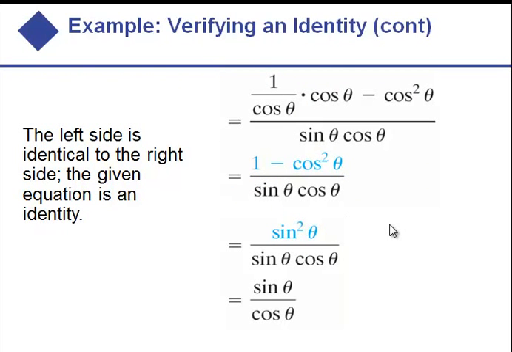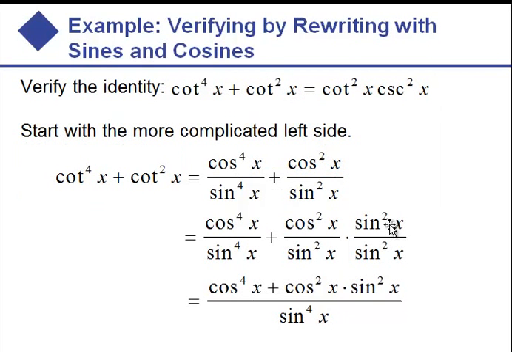You can follow through the steps of what they're doing here. You'll notice that as they go from step to step, they're just trying to get less and less things. Instead of 1 minus cosine squared, they can swap that out for sine squared. And then that's going to help them reduce to sine over cosine, and therefore the left side now equals the right side.